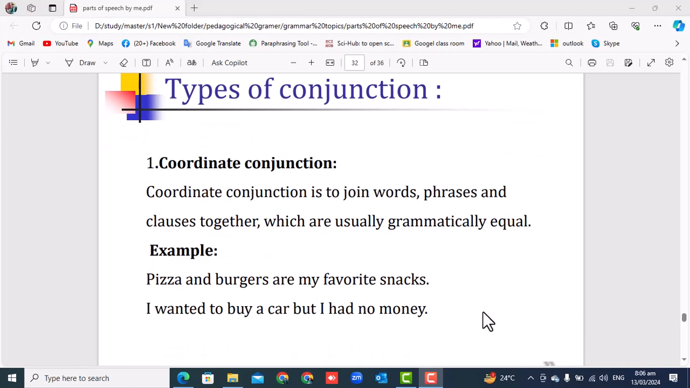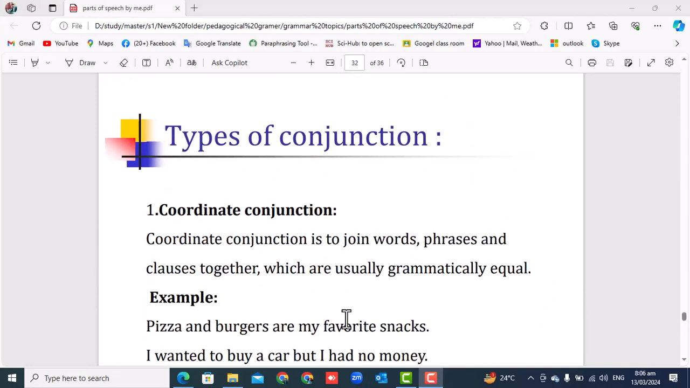For example, we use coordinate conjunctions only with coordinate clauses, meaning main clauses and independent clauses. We can call them coordinate clauses, main clauses, and independent clauses. So here, for example: pizza and burgers; I wanted to buy a car but I had no money.